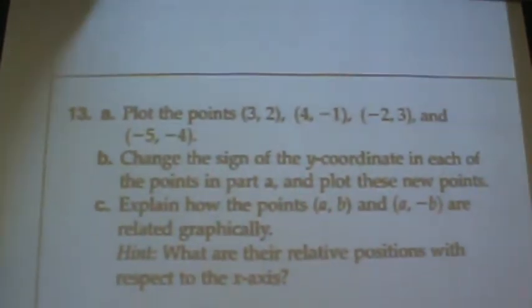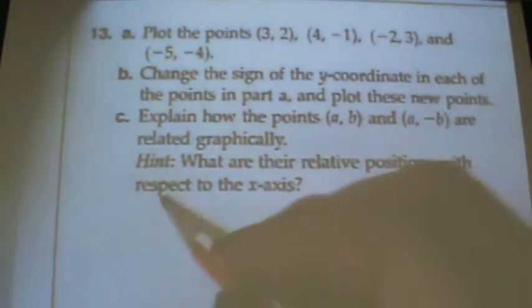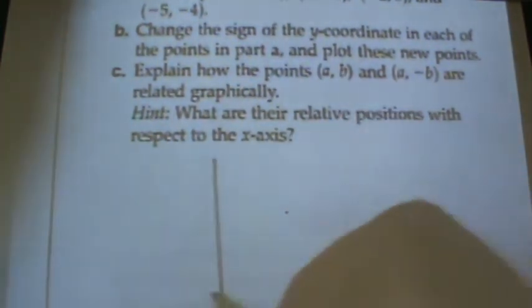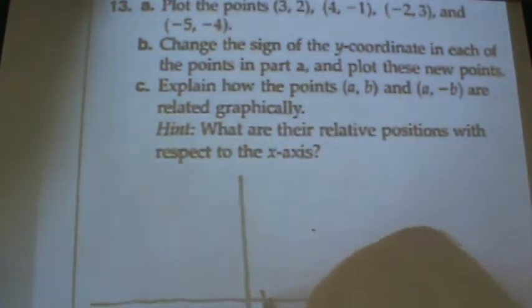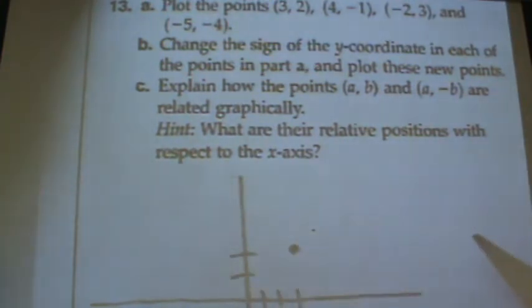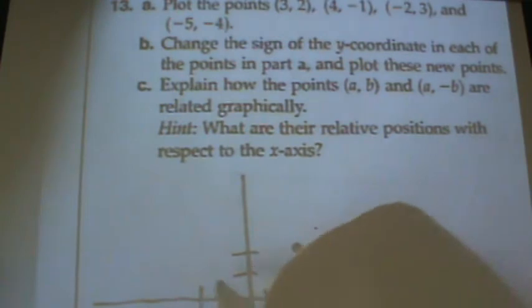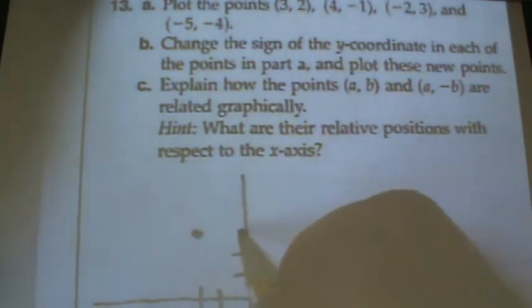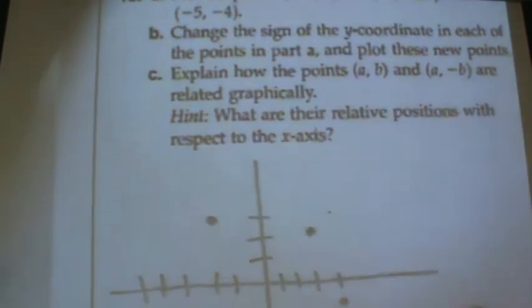Next one, 13. Plot the points (3, 2), (4, -1), (-2, 3), and (-5, 4). So let's just sketch a coordinate plane. Where is (3, 2)? Here's (3, 2). Here's (4, -1). (-2, 3). And (-5, 4).